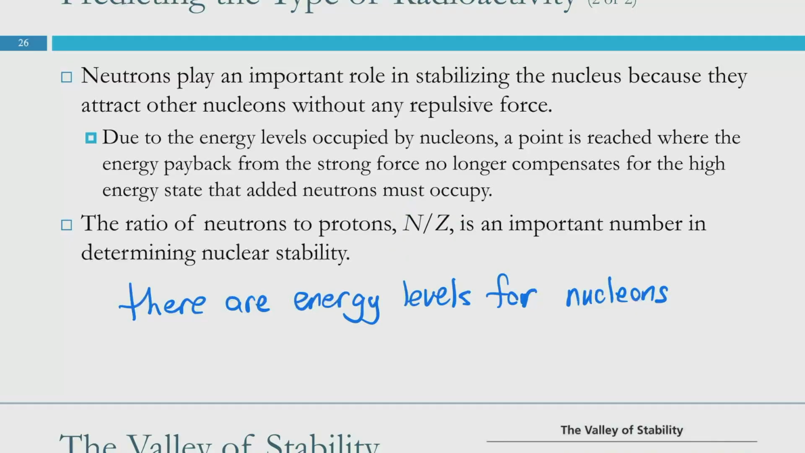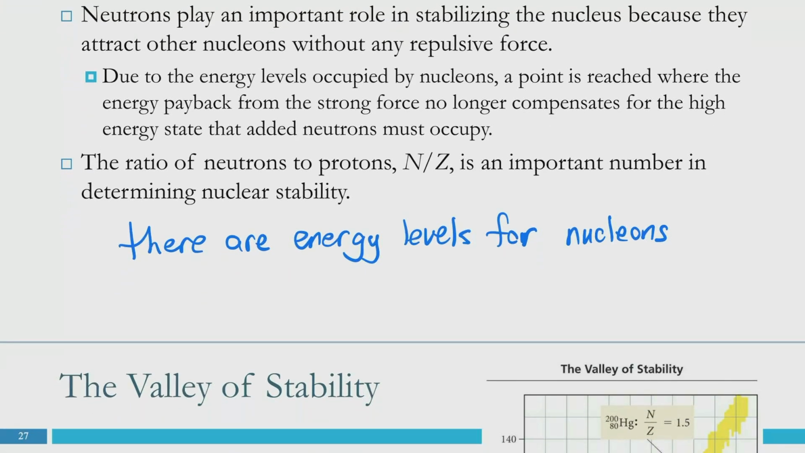The way that we can predict whether something's going to be stable is based on empirical evidence and the ratio of neutrons to protons, N over Z.